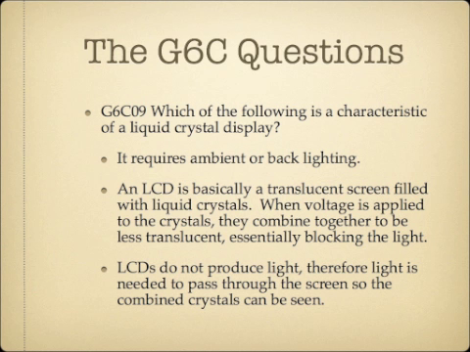Which of the following is a characteristic of a liquid crystal display? Well, one of the characteristics is it requires ambient or backlighting. So an LCD is basically a translucent screen that's filled with liquid crystals. And when voltage is applied to these crystals, they contort and configure themselves so they block light. They don't produce light at all, so you need some sort of backlighting to actually see where the pixels are blocking light or letting light through. So since they don't produce light, you need that back screen or that backlighting or ambient light to pass through the LCD screen.